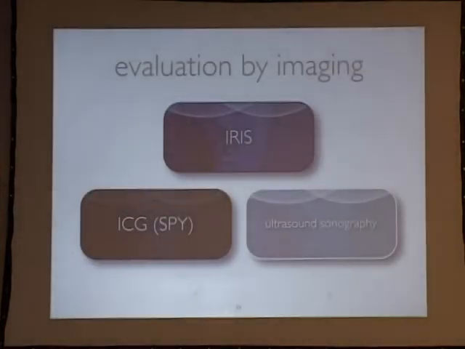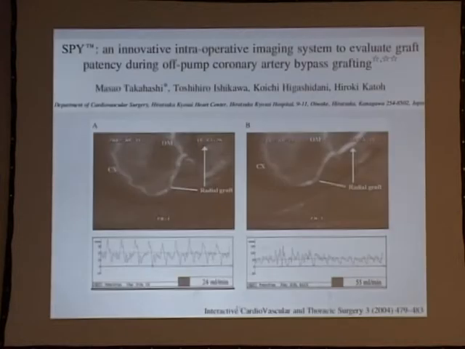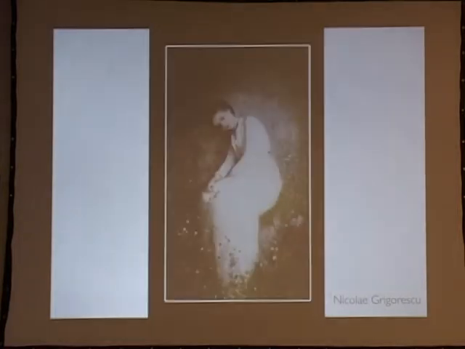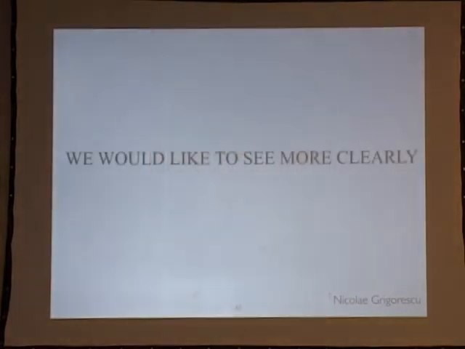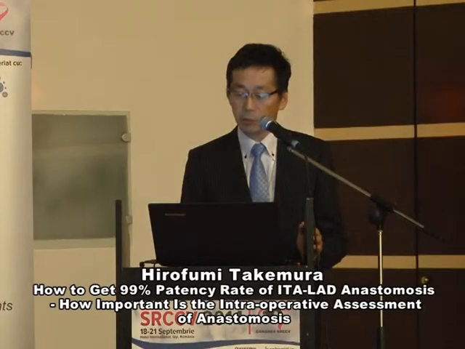So recently, I started to use imaging inspection. This is the IRIS, and this is also the SPY. But I'm not happy with it, we cannot see the anastomosis site very clearly. I think this is a very famous picture in Romania, but we want to see the beautiful lady more clearly. So I'm using the VeriQ imaging system.